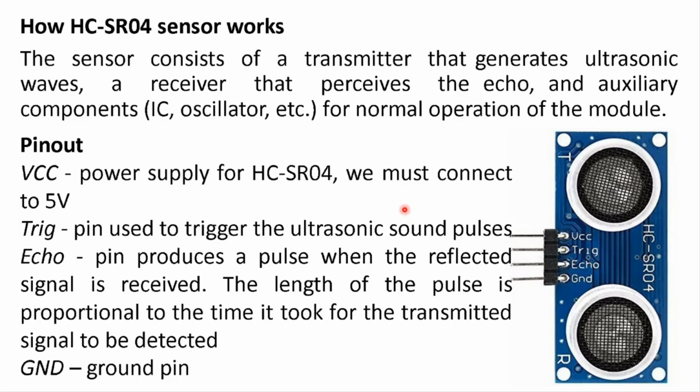How does this sensor work? The sensor consists of a transmitter, here, that generates ultrasonic waves, and a receiver that perceives the echo, here. The pinout: we have the VCC pin, which is the power supply for the sensor. We have the trigger pin, which is used to trigger the ultrasonic sound pulses. We have the echo pin, which produces a pulse when the reflected signal is received. And we have the ground pin.